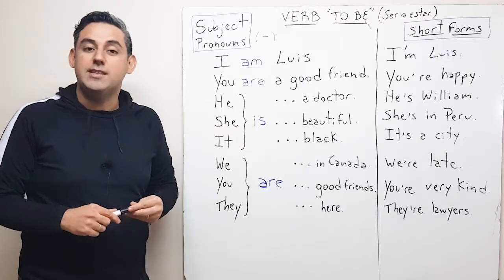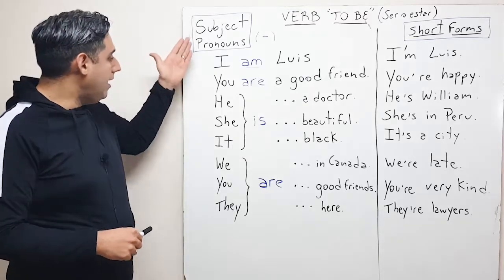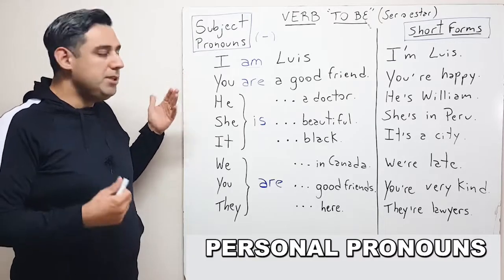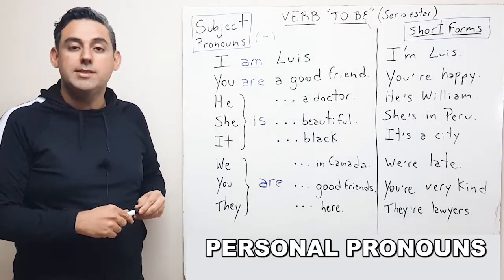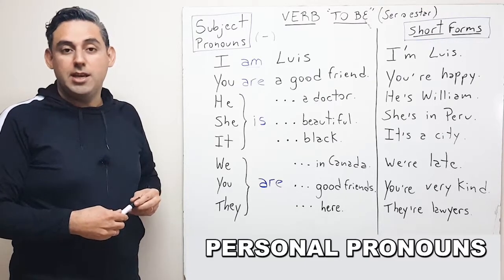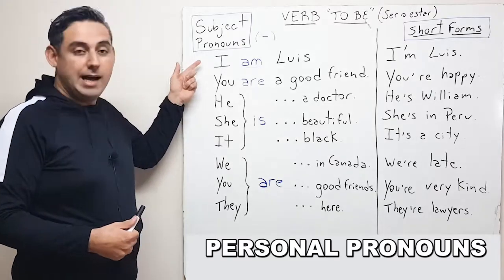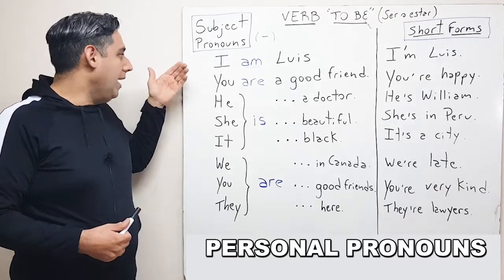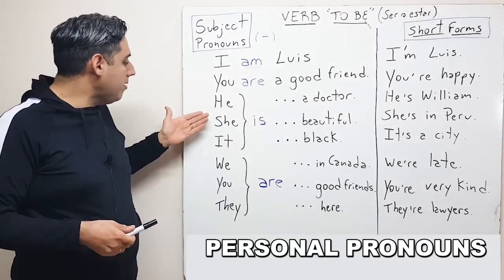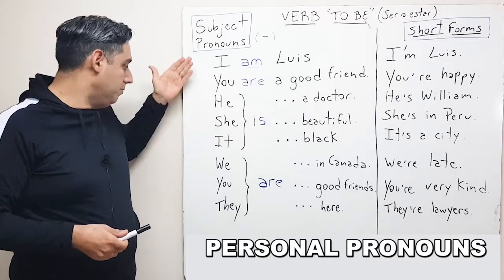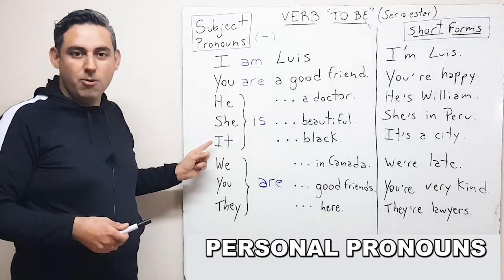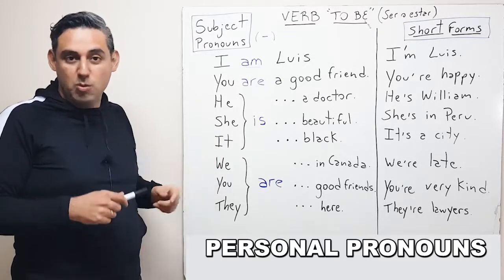Okay, the very first thing that we need to do is to learn about the subject pronouns. These are personal pronouns. What is a pronoun? First of all, a pronoun is a word that we use to replace a person or a thing. Instead of saying Luis, my name is Luis, I'm going to use I. So I replaces a person in this case. Each pronoun replaces someone, in most cases people, or a thing, or an animal, as we will see in a moment.